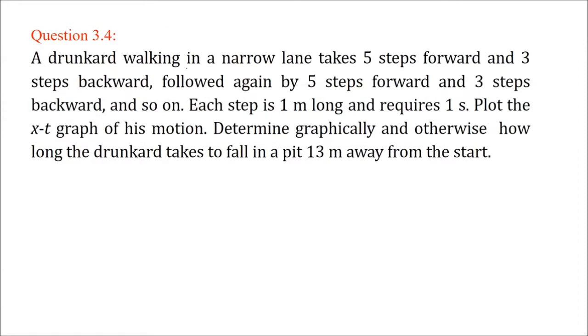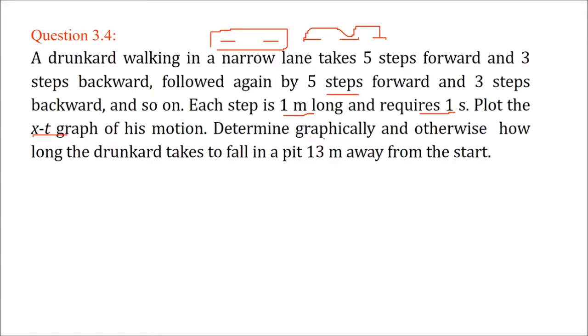A drunkard walking in a narrow lane takes 5 steps forward and 3 steps backwards. So 1, 2, 3, 4, 5, he takes forward and he comes back 1, 2, 3. So eventually he is taking only 2 steps per walk, moving forward and backward. So this happens again and again. Each step is 1 meter long and it requires 1 second. So 1 meter, one step, 1 second. We have to plot the x-t graph of the motion.